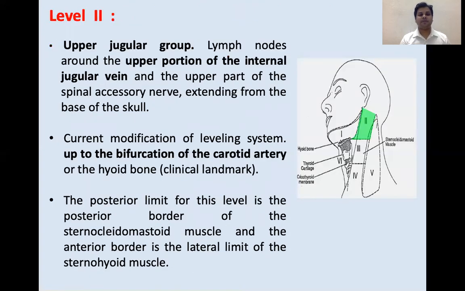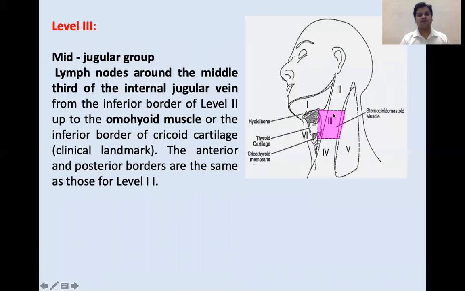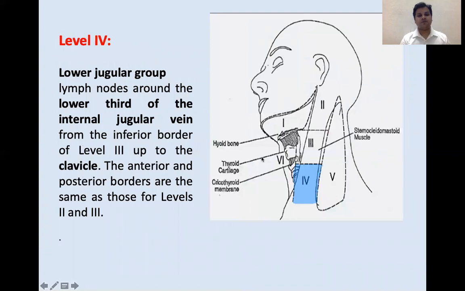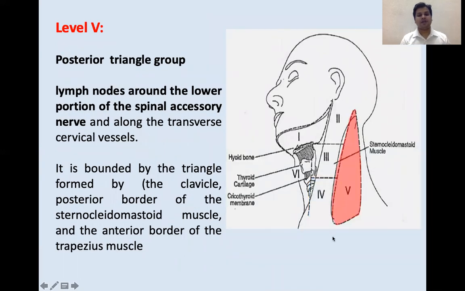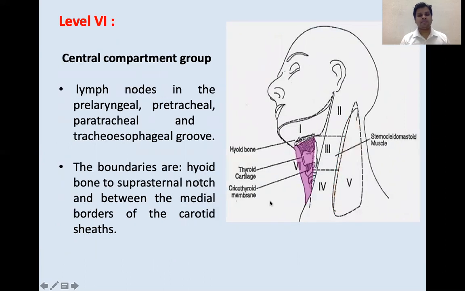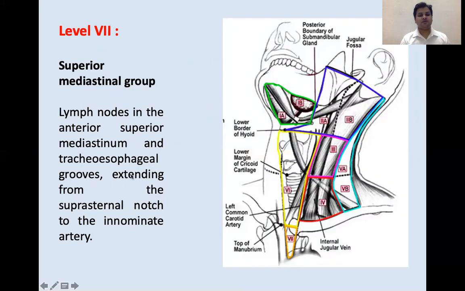Now, the upper jugular lymph nodes, level 2, lie along the upper portion of the internal jugular vein up to the bifurcation of the carotid. Level 3 is from the bifurcation of the carotid to the omohyoid muscle or to the inferior border of the cricoid cartilage. Level 4 is from the lower third of the internal jugular vein, from the inferior border of level 3 up to the clavicle. Now level 5, that is lymph nodes in the posterior triangle, bounded by the posterior border of the sternocleidomastoid, anterior border of the trapezius, and below by the clavicle. Level 6 is the lymph node in the anterior triangle or the central compartment, with boundaries from the hyoid bone to the suprasternal notch. Now level 7, that is lymph nodes from the suprasternal notch to the innominate artery.